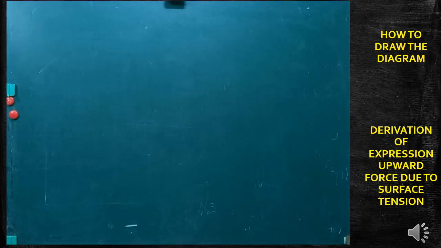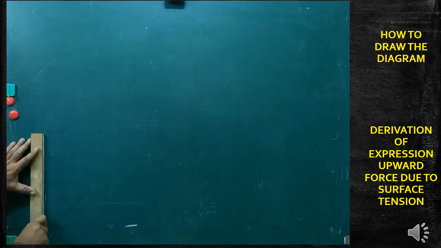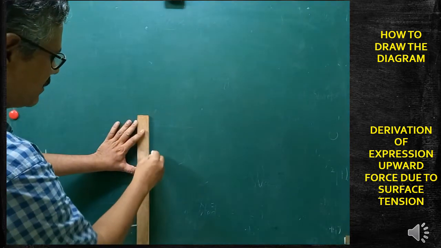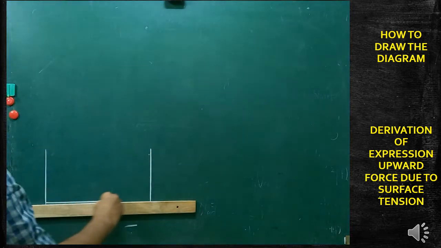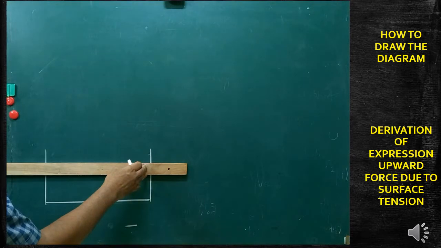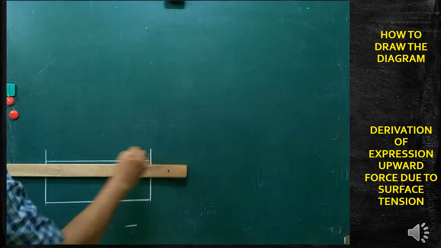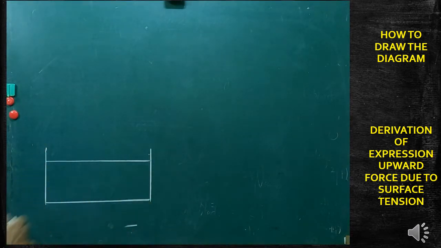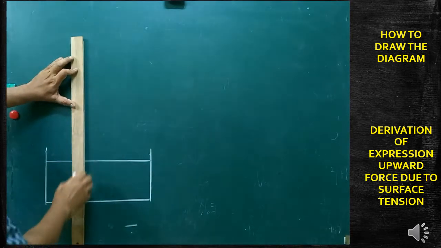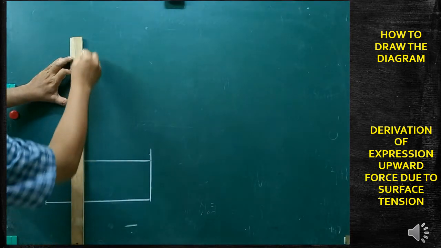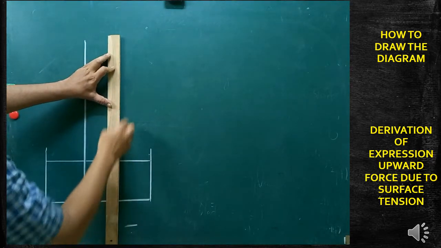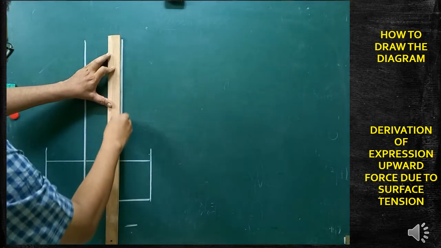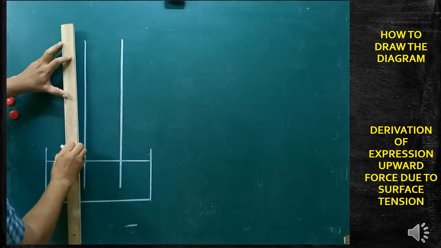Now I am going to teach you how to draw the diagram which is related to the derivation of surface tension by capillary rise method. We have to draw a trough within which the water is filled up. So this is a portion where the water is filled up. Now one capillary tube is to be taken, that is to be dipped vertically within the water.